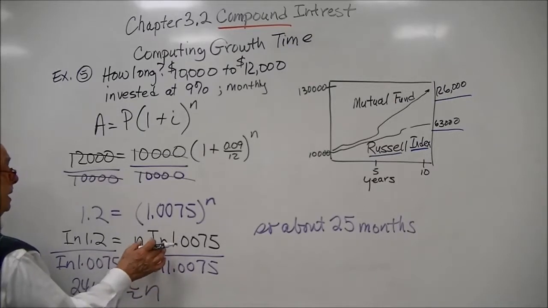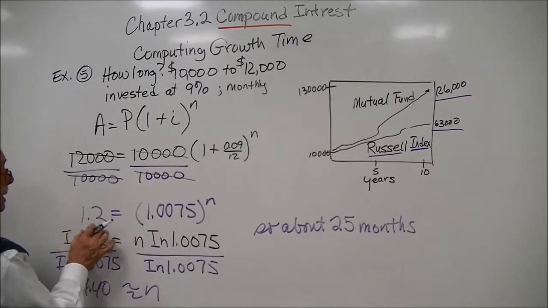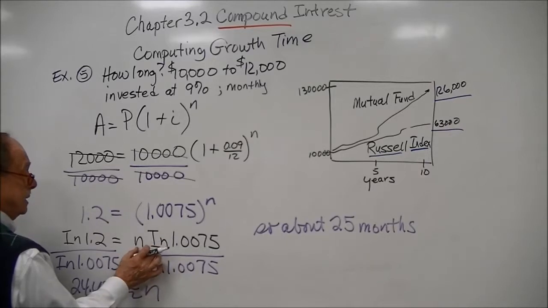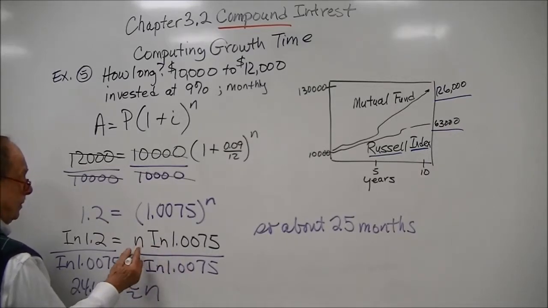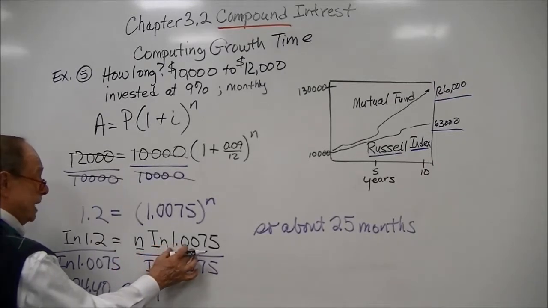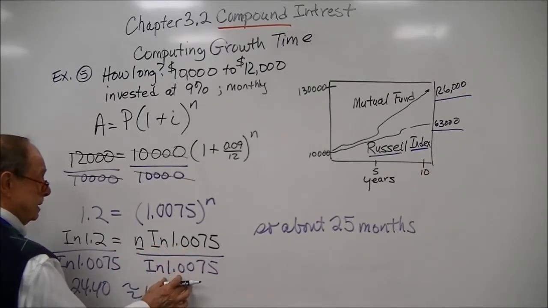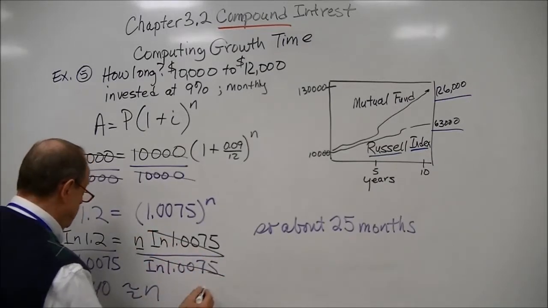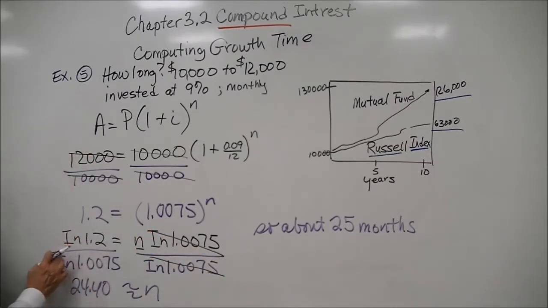And we're going to take the inverse of this side, the inverse of this side, which gives us this. But there's our n right there. So we're going to divide both sides by inverse this. This cancels out. I take inverse of this divided by inverse of this. And lo and behold, I get a number, 24.40. And it's a fraction, so I'm rounding it off.